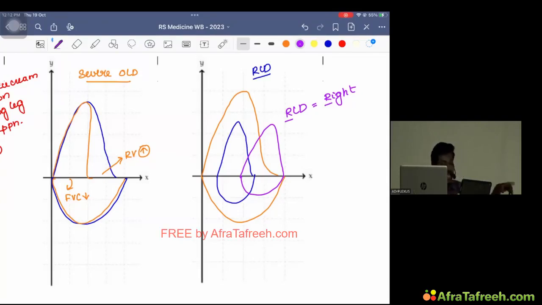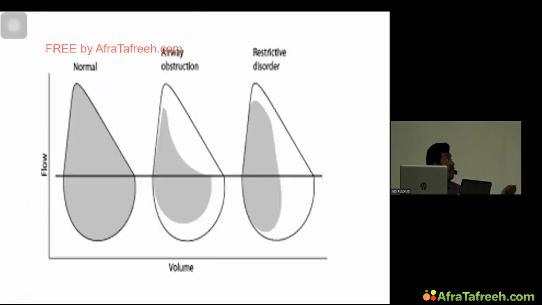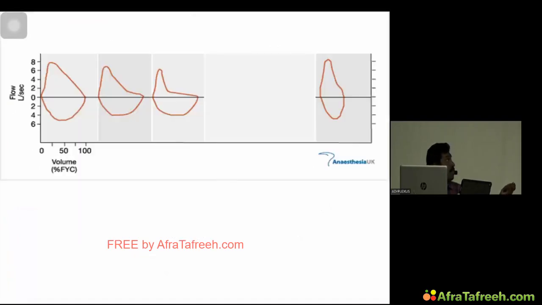For understanding, it looks like a miniature form, but in reality it is a shift towards the right side. So that is called restrictive lung disease. Very, very important thing. Now, what is this first graph? Normal. What is the second graph? What is the third graph? Restrictive lung disease. What is the first graph? Second graph? Third graph? Fourth graph? Restrictive lung disease.